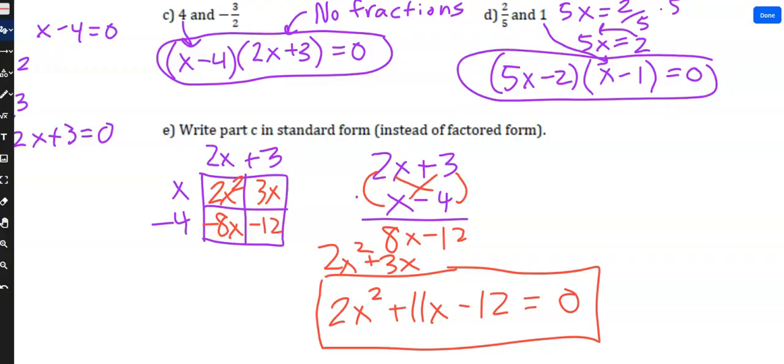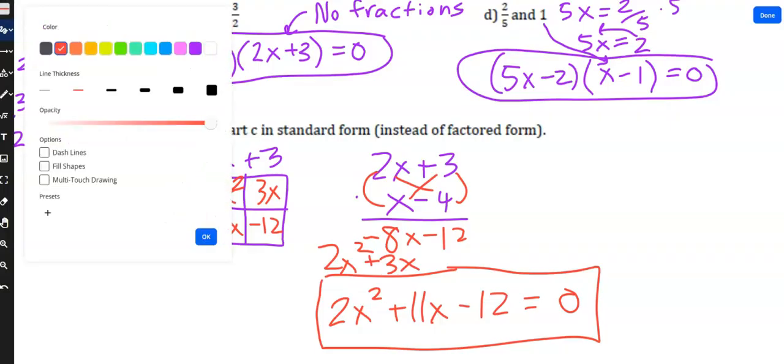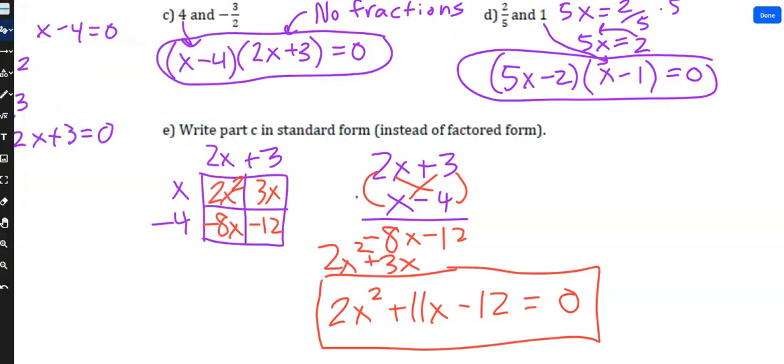But like I said, I don't care whether you use a box. Wait a sec, did I make a mistake? I did make a mistake. That's a minus 8x. I saw that mistake. I need to fix it. Where is my erase tool? Because it's not positive 11. It is negative 5. Whew! Good thing I caught that mistake.